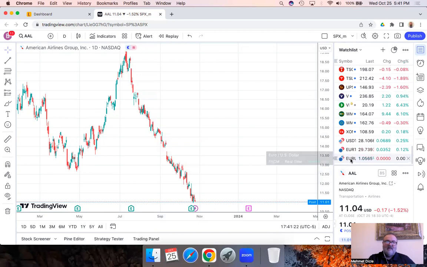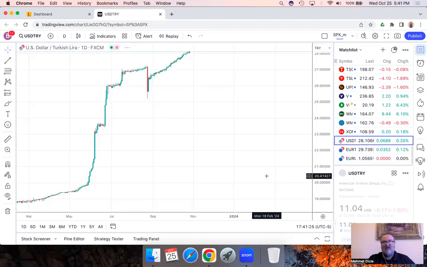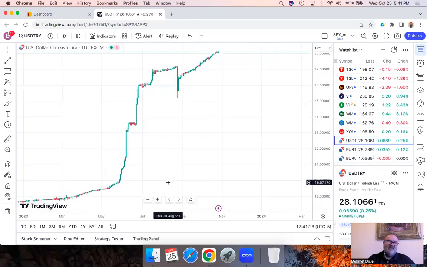So another example, for instance, dollar Turkish lira. This again is an example where we unfortunately cannot draw a Fibonacci. And so there's the fundamental side of things, which we're going to talk about next week. But from a technical perspective, unfortunately, there really was no Fibonacci that I can draw for this.